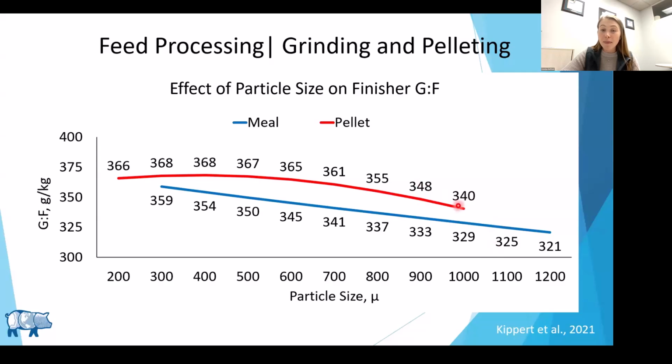We can also compound that with pelleting. When we actually utilize pelleting, we can see up to an 8% increase in feed efficiency just by pelleting that feed. When we combine that with particle size, we can see here that within the pellet, we can actually get an additional response by having a reduced particle size. However, we do see a plateau when you start to go below 500 microns within the pellet.